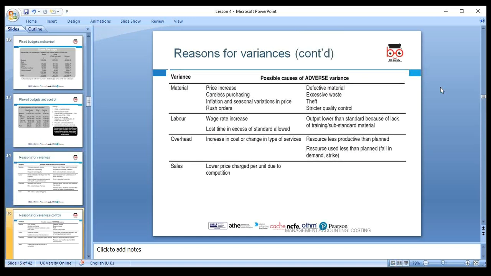Okay, that's what we need to look around. Next, we're looking at the variance. We have a price variance, a price increase. It can be a reason for adverse variance. It can be defective material, excess weight. It can be material usage variance. It can be theft, inflation.